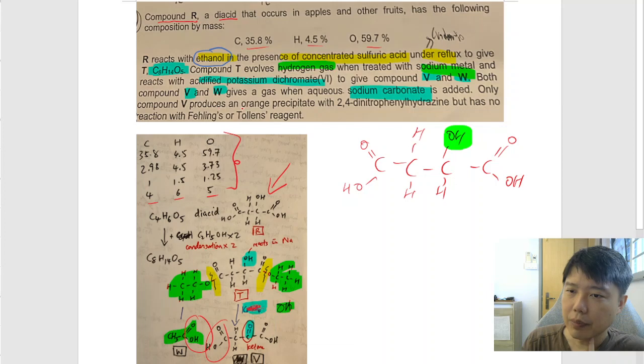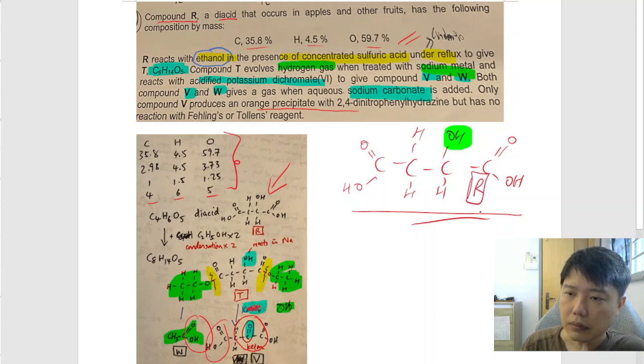And then V produces orange precipitate. They just want you to confirm the ketone that is over here. Actually, if you look at the question right at the onset, when they give you this percentage by mass, you should have already been able to work out what R is. The subsequent parts of the question don't really add a lot of value to you finding the structure. Basically it's just to validate and confirm that this is indeed the structure.